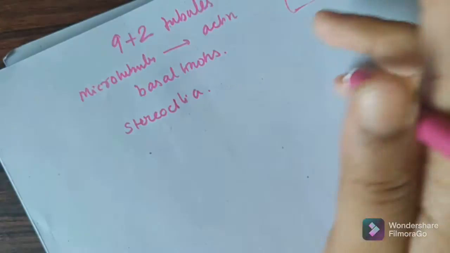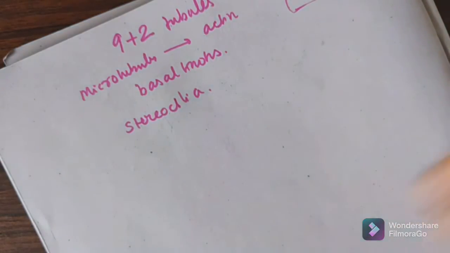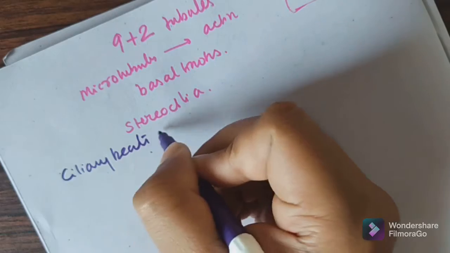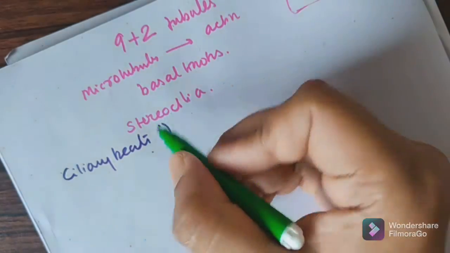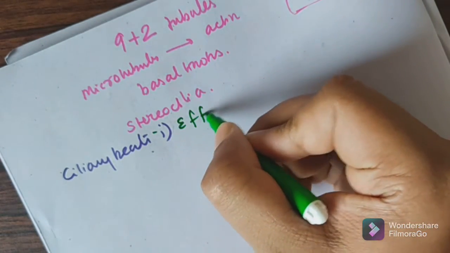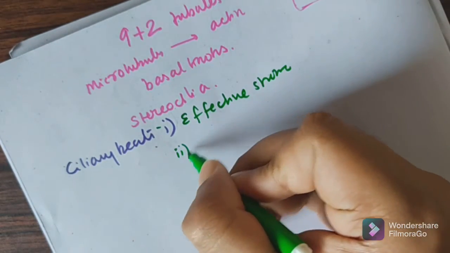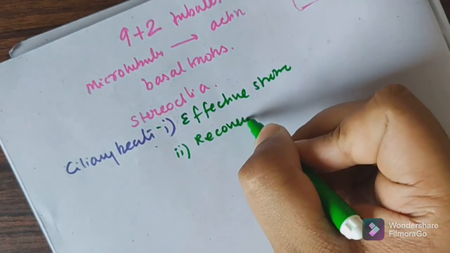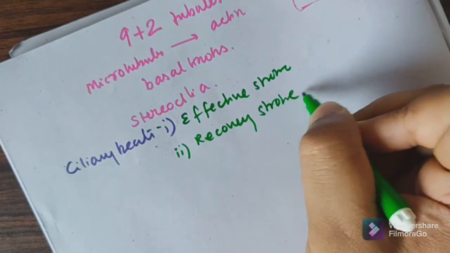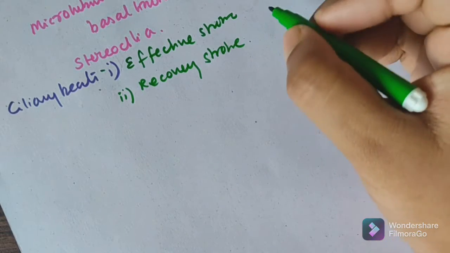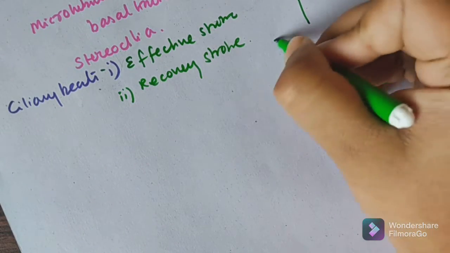Now the ciliary beat consists of 2 successive phases. One is the effective stroke, and the other one is the recovery stroke. Now what is the effective stroke? The effective stroke can be represented in this way.